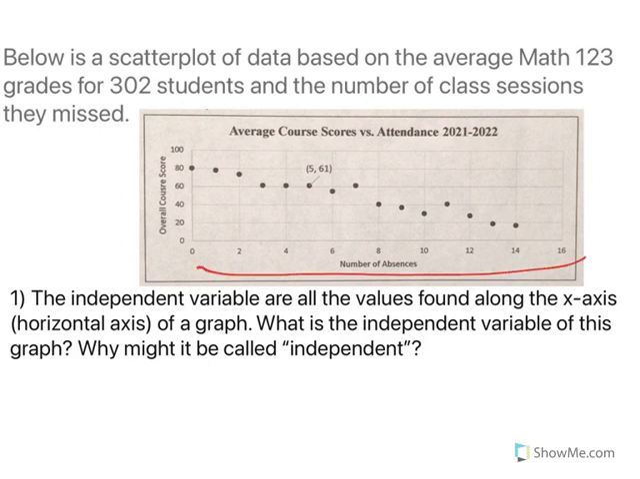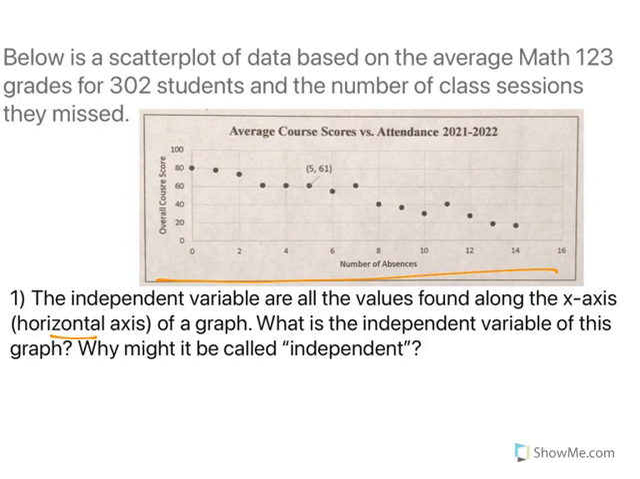You can see the x-axis is the number of absences. So how many classes did a student miss? And then the vertical axis here is the overall course score from 0 to 100. All right, let's look at number 1. The independent variable are all the values found along the x-axis, which is the horizontal, as I mentioned here. What is the independent variable of this graph?